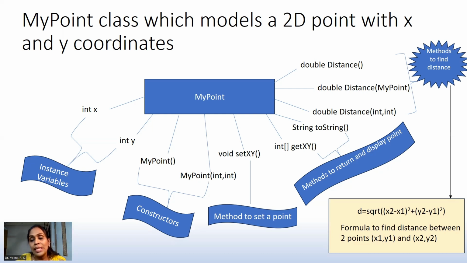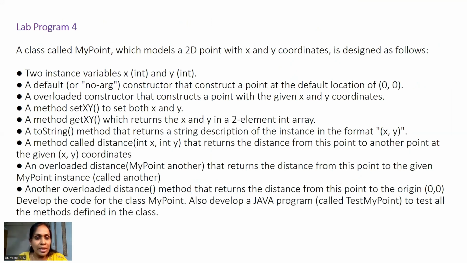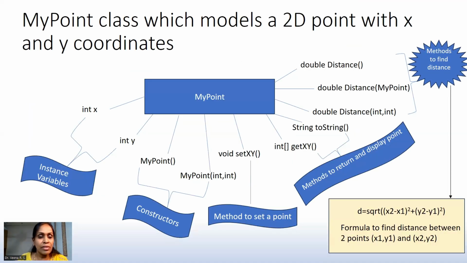And one more method is demanded in the problem statement called toString, which will define the format of the coordinates, or the format of the point, to be displayed on the screen. So once again, if I go through this, this is what the problem statement says. The first bullet point you can see here is you need two instance variables X and Y. So those instance variables I have listed here as instance variables int X and int Y.